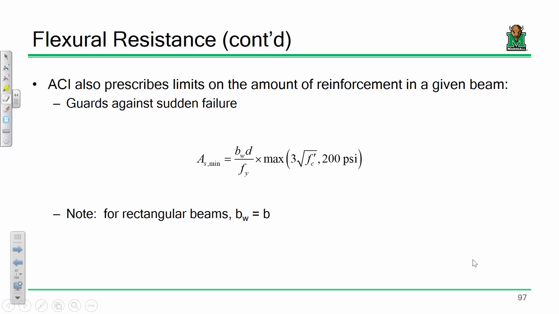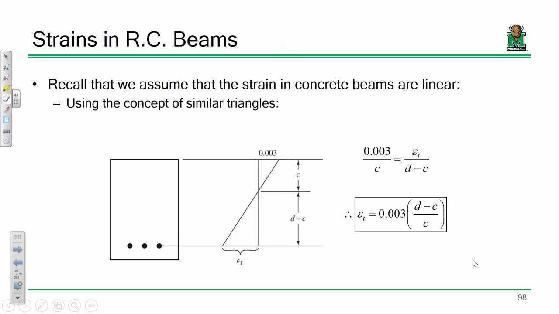So it's b_w over d divided by f_y times the maximum of those two quantities. So a couple things to keep in mind. There's a square root of f'c. So you put in PSI, you get out PSI. And two, because we're dealing with PSI, the f_y needs to be in PSI. You can't use 60. You have to use 60,000, okay? So make sure that your units are copacetic. Now, let's get back to the strain profile.